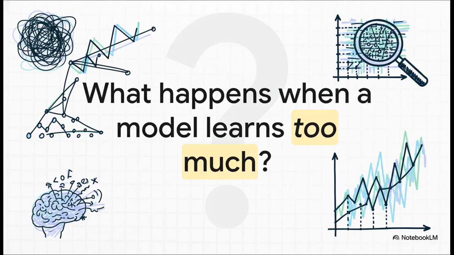So it's clear we need a model that's in that just right zone. You know, complex enough to get the job done, but not so simple that it misses the whole point. And that leaves us with one really fascinating question to chew on. We've just figured out how to fix a model that learns too little. But what happens when a model goes to the complete opposite extreme and learns too much? That sounds like a great topic for another time.